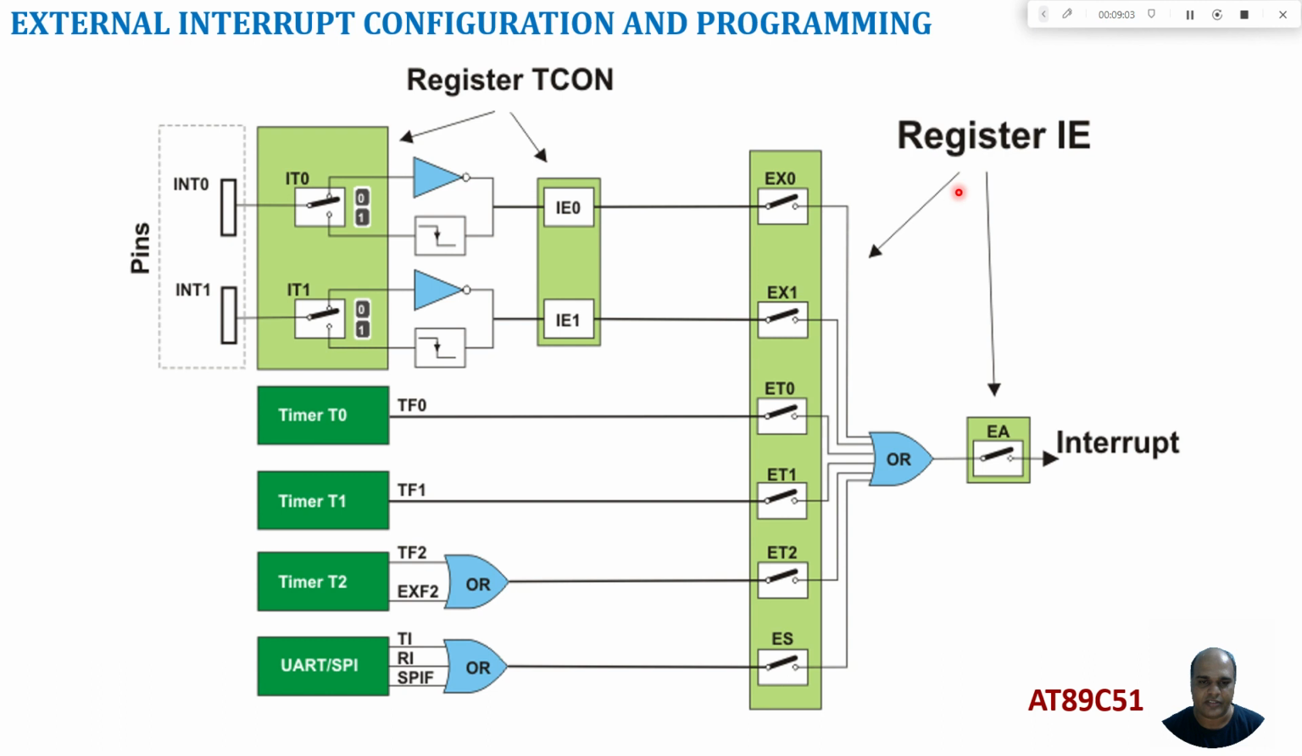So we are going to use 2 important registers. One is the TCON register. In TCON, we have IT0, which is used for selecting the type of interrupt, whether it is a falling edge interrupt or a low level interrupt. Same way, IE0 is a flag register for an interrupt. These 2 are available in your TCON register, whereas EX0 and EA are available in your interrupt enable IE register.